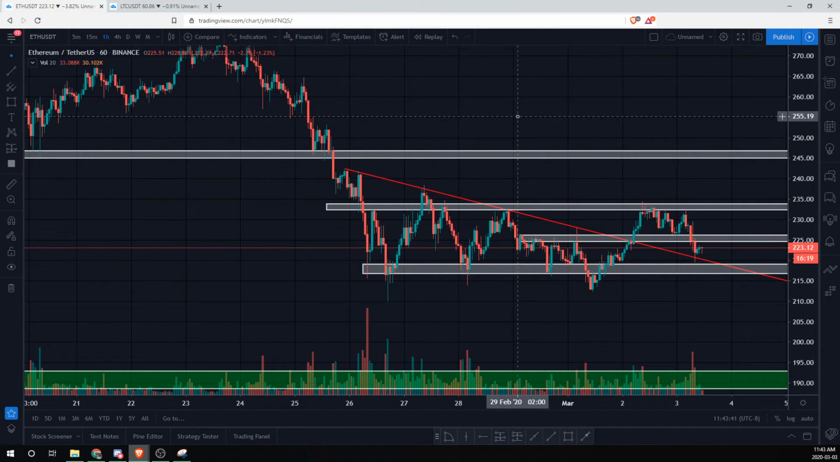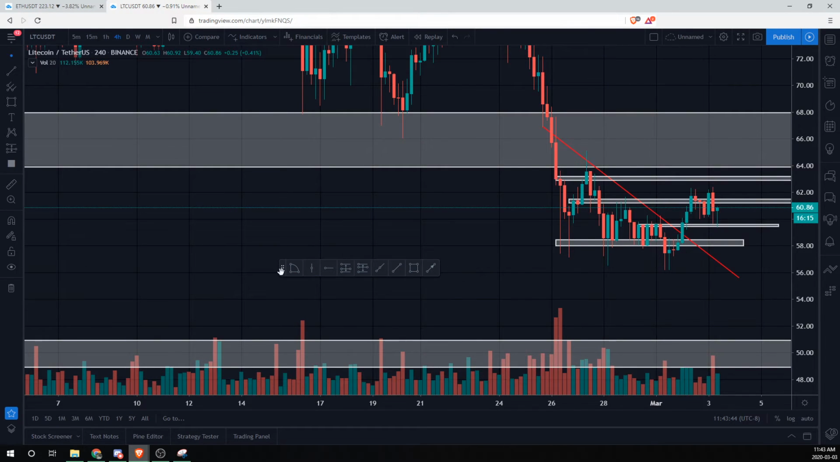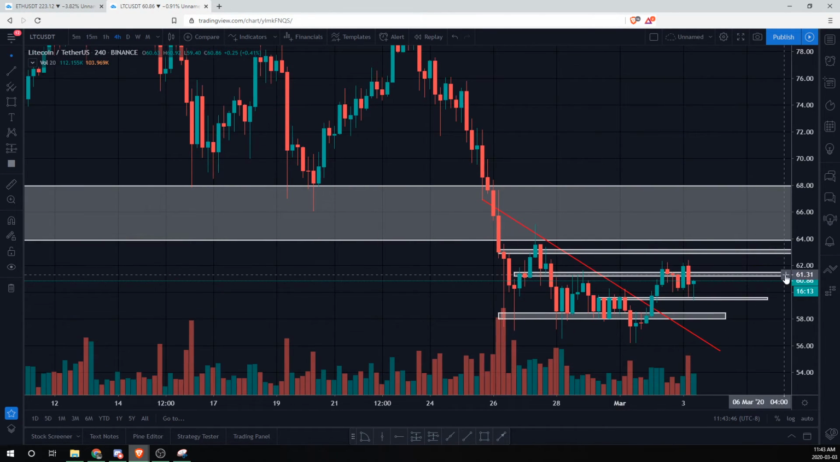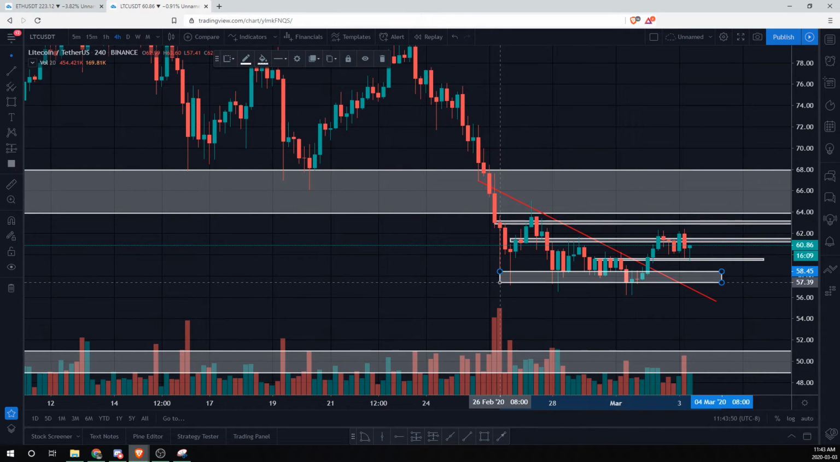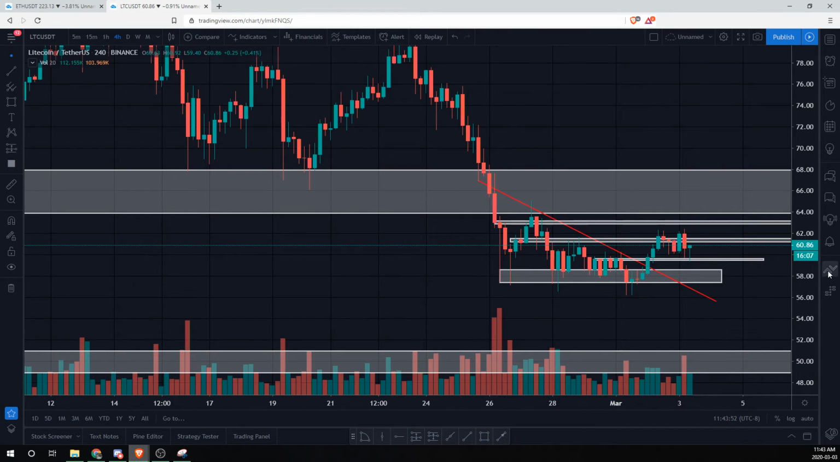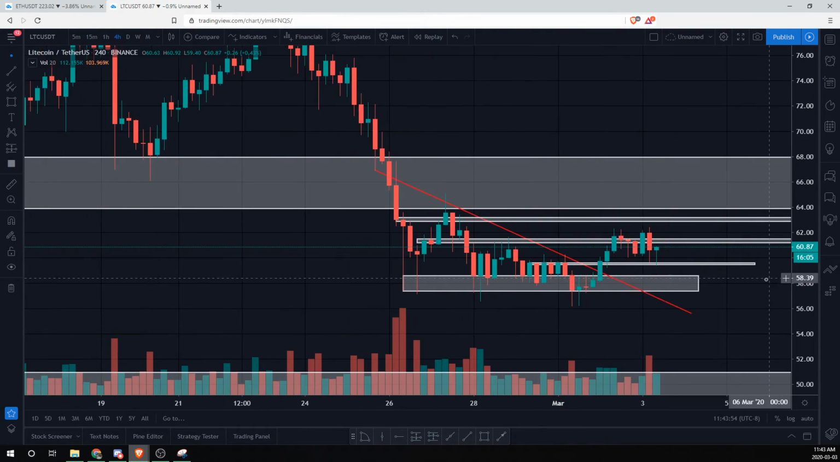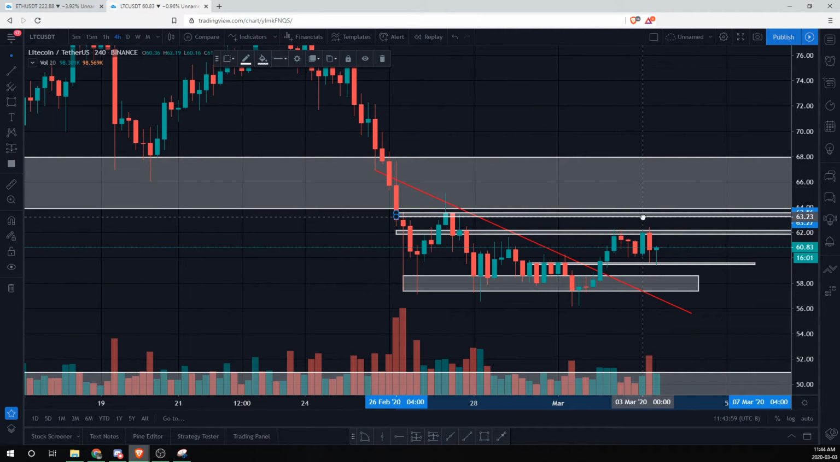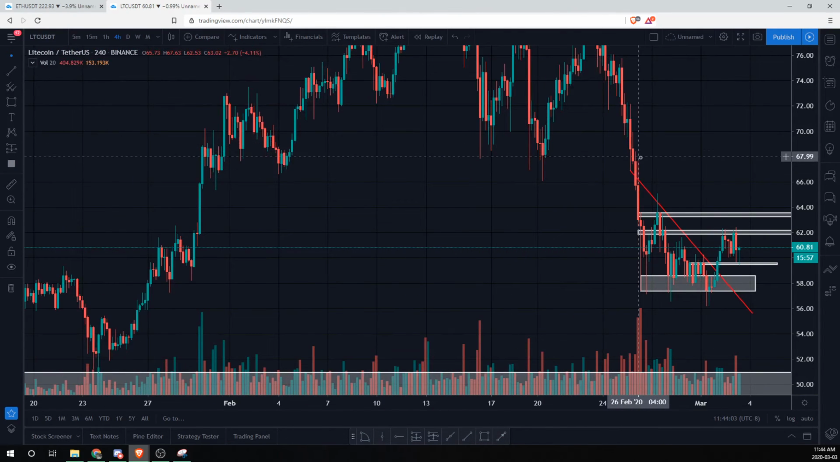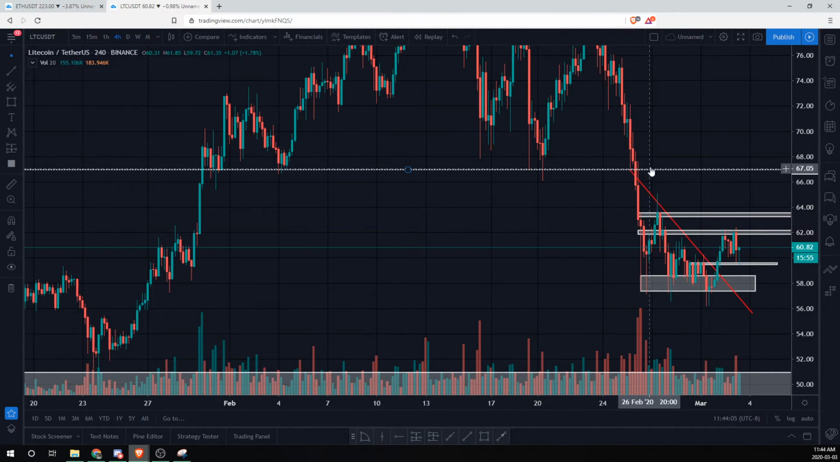So that's Ethereum. We'll go to Litecoin next. Same thing for a lot of these alts here. Just going to put that a little bit wider like so. And then I'm going to bring this up. And this is the last kind of zone within the consolidation.